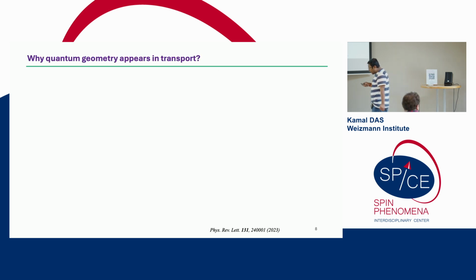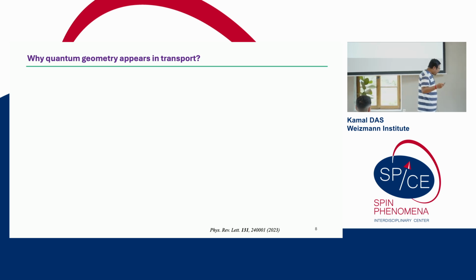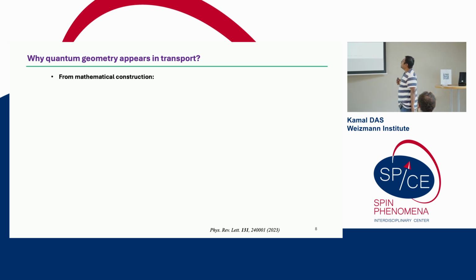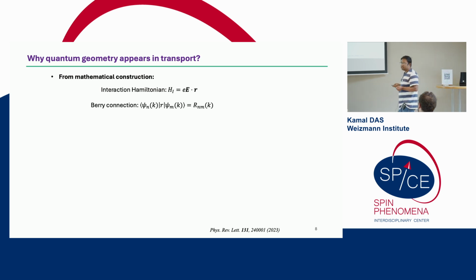But you may ask the question that, okay, I have defined quantum geometry, but why do we even expect that quantum geometry will appear in transport? So I'll give you 2 reasons. The first one is a bit of mathematical construction. When we consider this interaction Hamiltonian between the electric field and the charge carriers, where r is the position operator, this position operator in the Bloch basis gives us the fundamental building block of quantum geometry, the Berry connection.